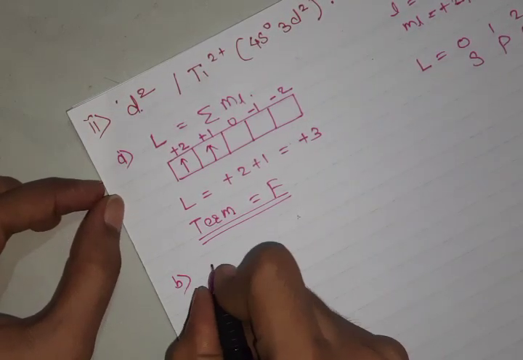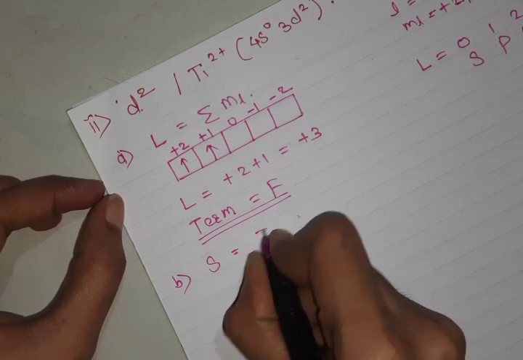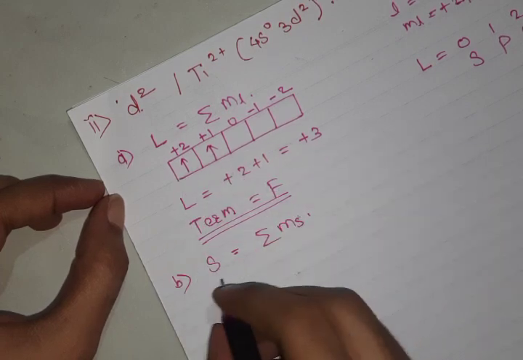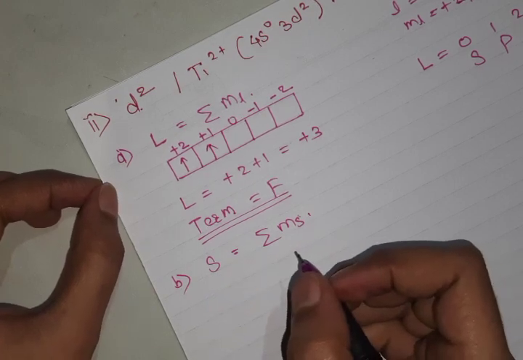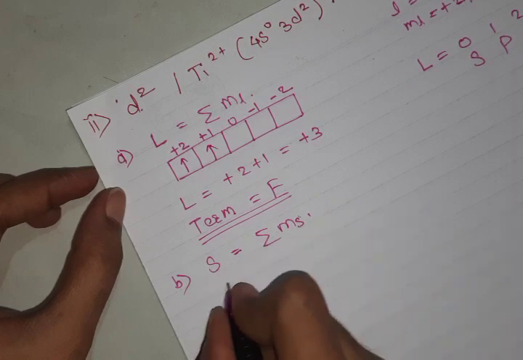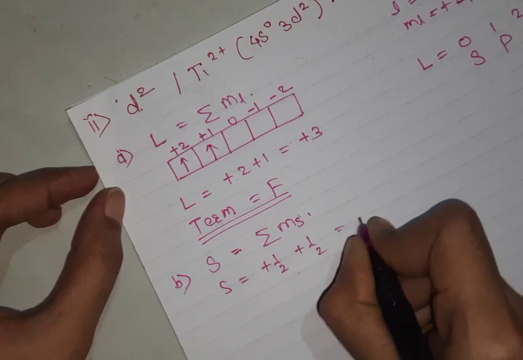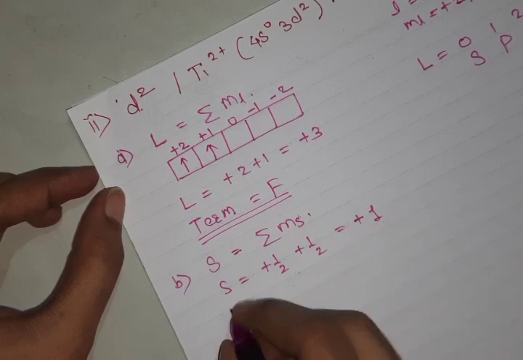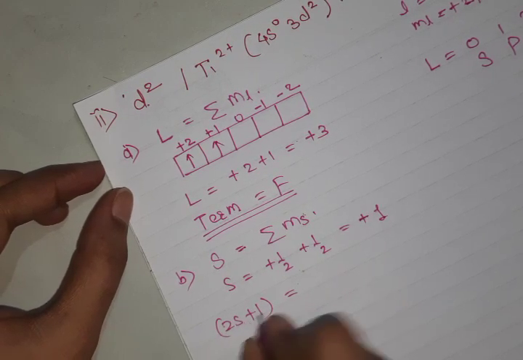Second step is the S value. How to calculate the S value? Summation of MS value. Again, here 2 electrons are present in the similar manner which we calculated in the P2 electronic configuration. 2 electrons in the upward direction. So S is equal to +1/2 +1/2. The answer is +1. Yes, correct. It is +1, and 2S+1 is the spin multiplicity.